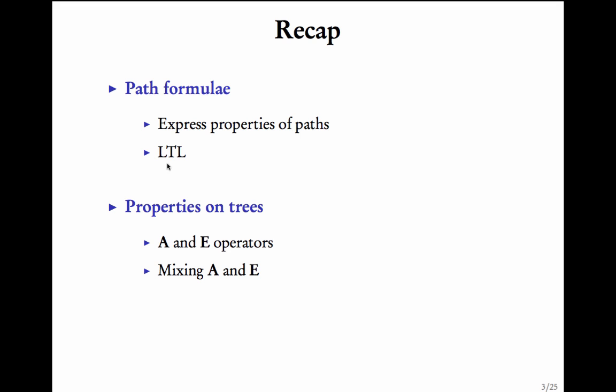LTL is a logic that can express properties of paths. So a formula of LTL can be called a path formula. LTL is just one way of expressing properties of paths. We could have generic path formulae to express more general properties of paths. To carry them over onto trees, we introduce the A and E operators for all paths and exists a path. And we also saw a way of mixing A and E to get interesting properties on trees.